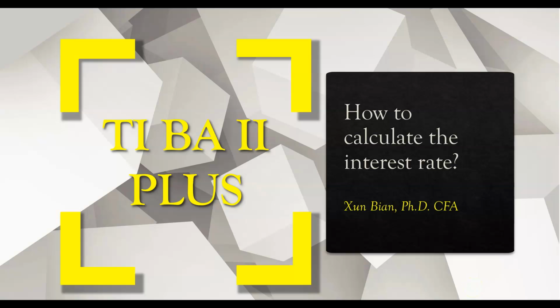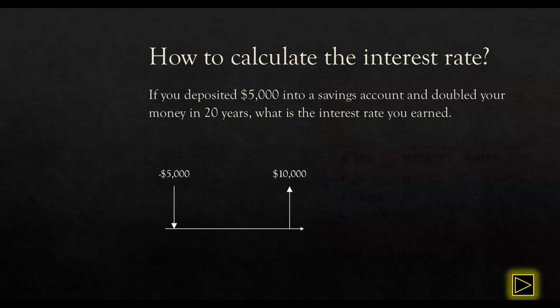In this video tutorial, I want to show you how to calculate the interest rate using the TI-BA2 Plus financial calculator. So in this case, the question that we're going to work through is this one here. If you deposited $5,000 into a savings account and then you double your money in 20 years, what is the interest rate that you earned? What is the interest rate that you earn per year? That's basically what we're asking here.